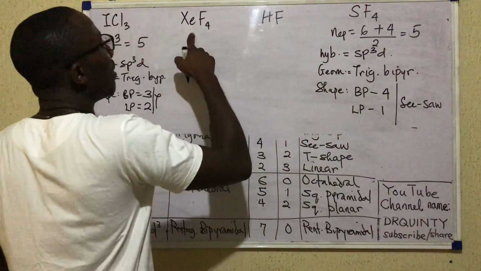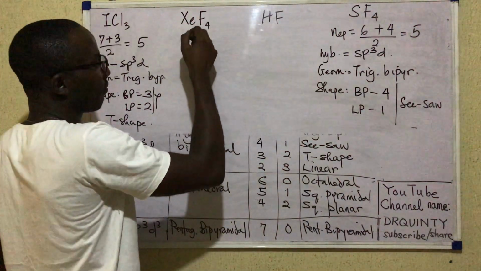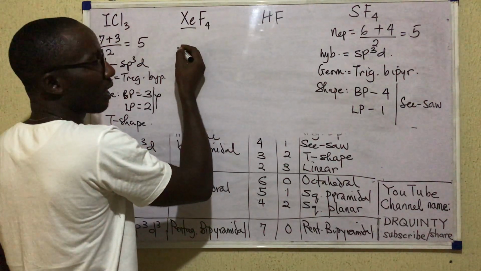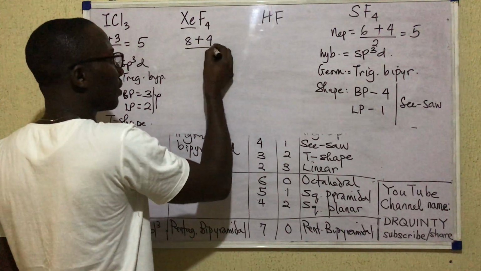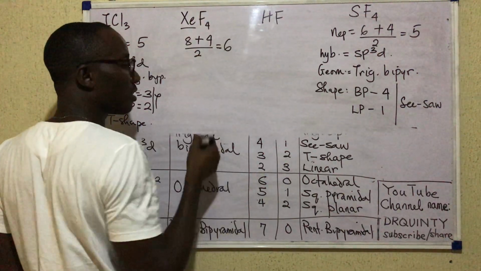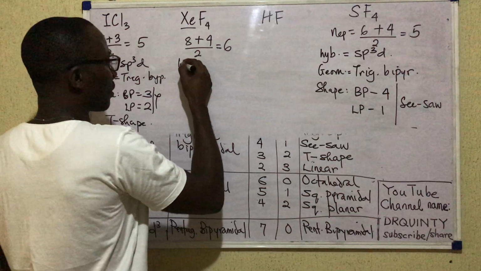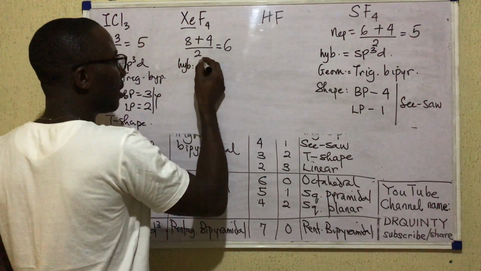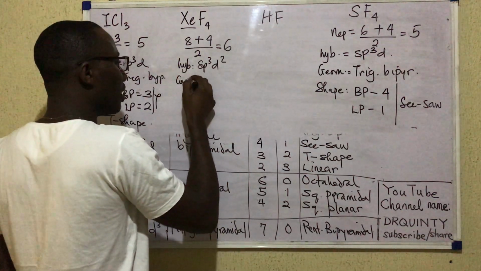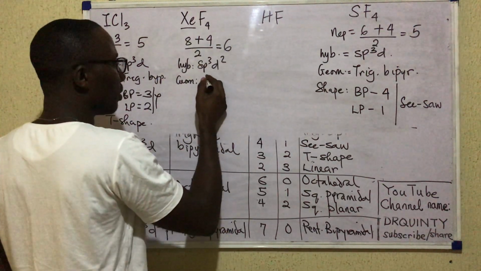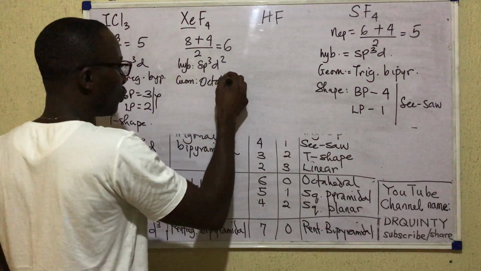Then for XeF4, xenon tetrafluoride, xenon, a noble gas, has 8 electrons around itself, plus 4, that gives us 12, divide 2, that gives us 6. So based on 6, what is the hybridization in xenon? sp3d2. What's the geometry of this compound? We say it is octahedral.